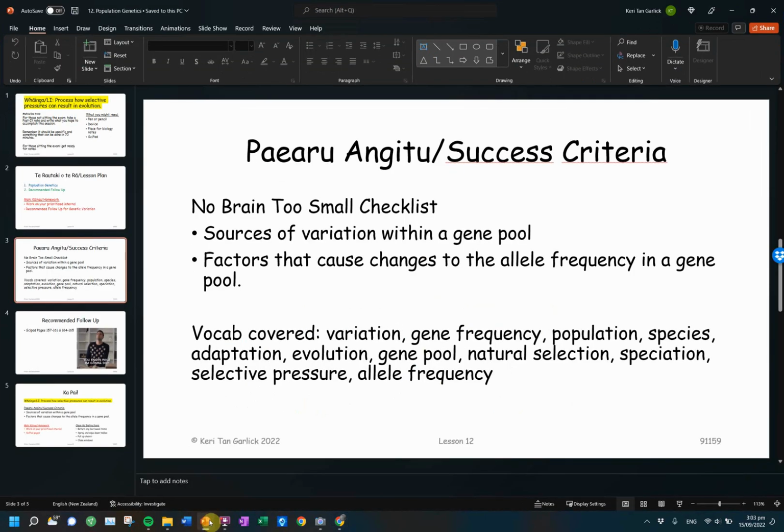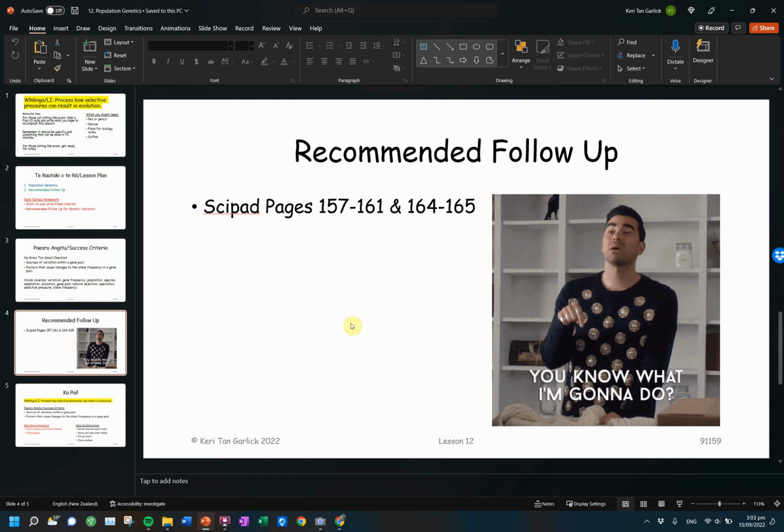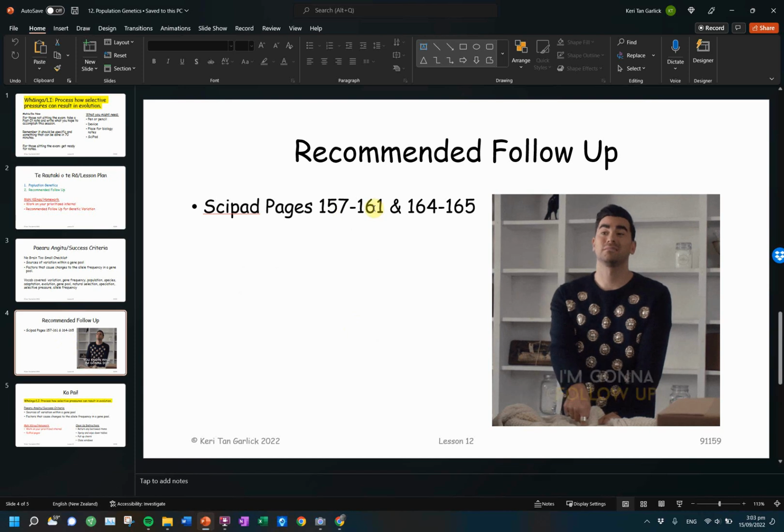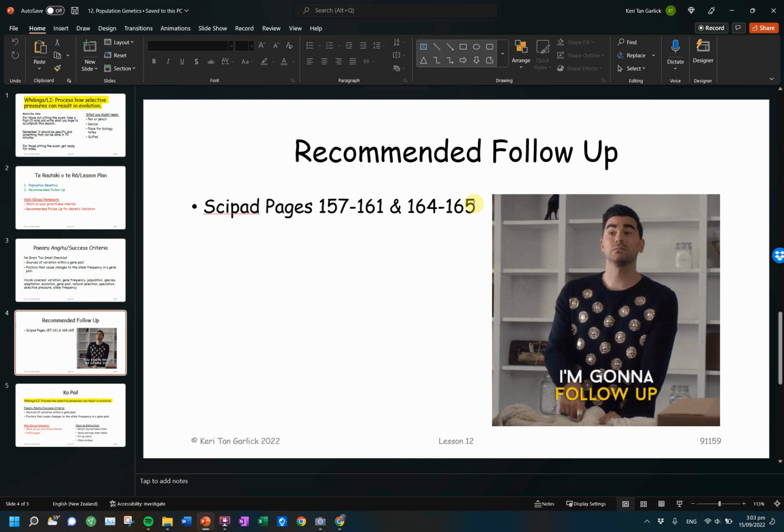Anyway, for this lesson, I would suggest pages 157 and 161 for follow-up, and also 164 and 165. Those cover the content that I covered today. I know it's a lot of theory that I'm throwing at you, but that's kind of like our crash course version of biology right now because we need to just get through it. All right? So there's one more content lesson, and then you guys will be ready for the whole biology exam.